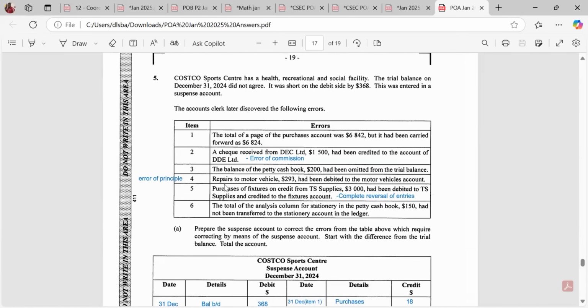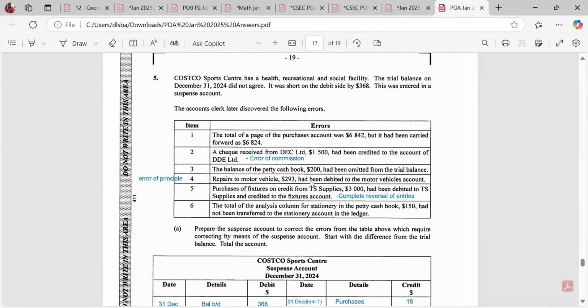The second one, repairs for motor vehicle, 293, had been debited into the motor vehicle account. That's an error of principle, when you put it in the wrong type of account. I think I left out this one by accident when I was going through the errors before. All right, so right now, you have a motor vehicle that's worth $293. Right? There's no motor vehicle like that. So we debited the motor vehicle account when it's not supposed to be there. To take it out of the debit side, what will we do?